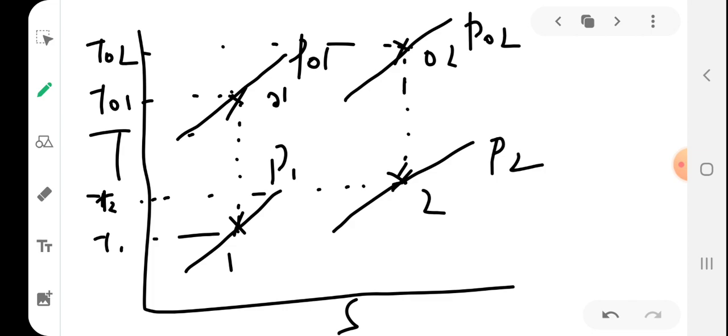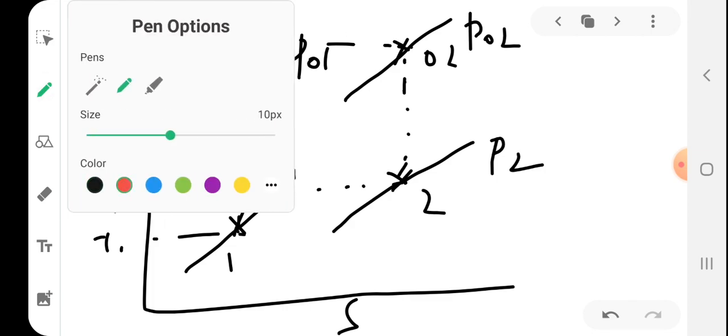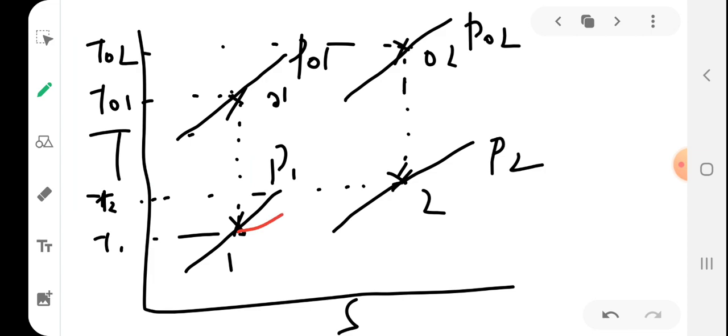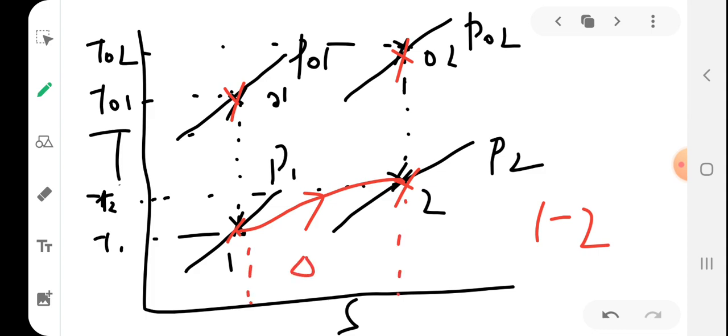So what is the process? The process is taking place from 1 to 2. So the actual process is some process from 1 to 2. These are the stagnation points corresponding to 1 and 2. So students, entropy change is nothing but delta S; suppose this is S1, this is S2, delta S is equal to S2 minus S1. S2 minus S1 means this distance.